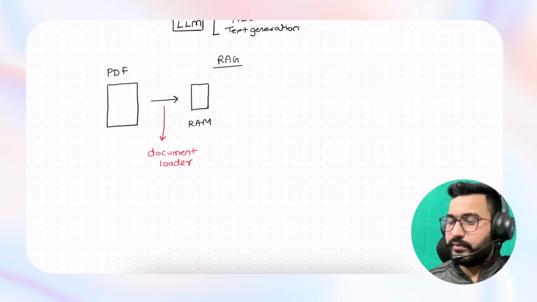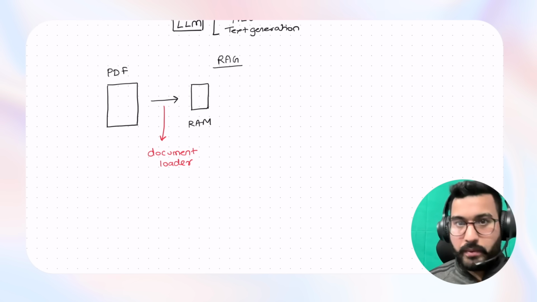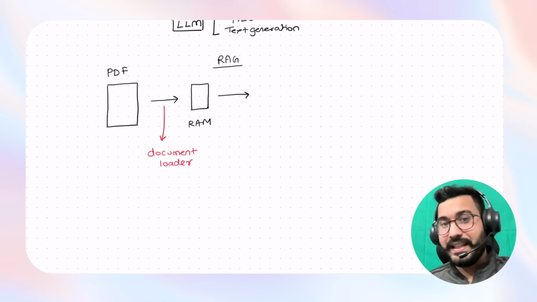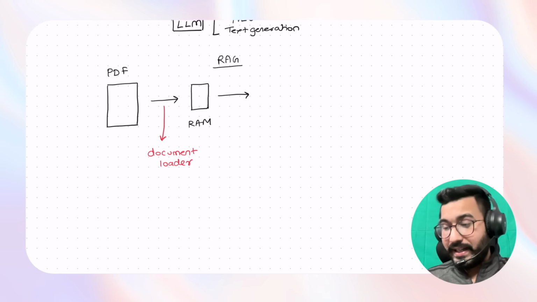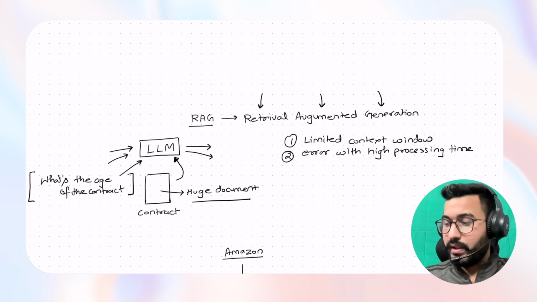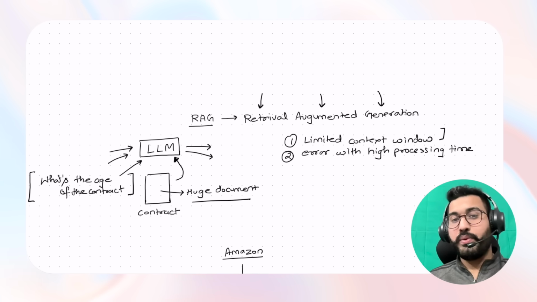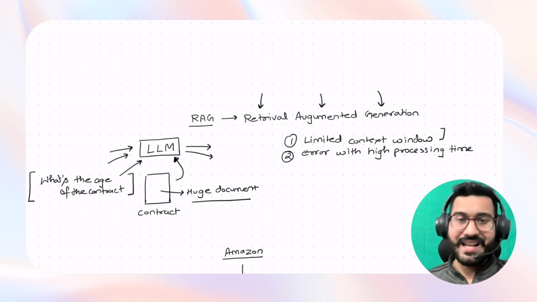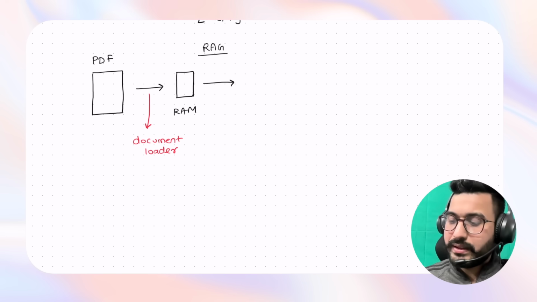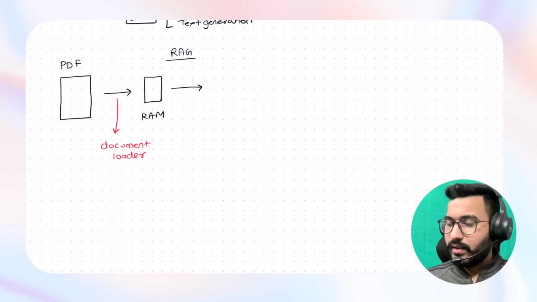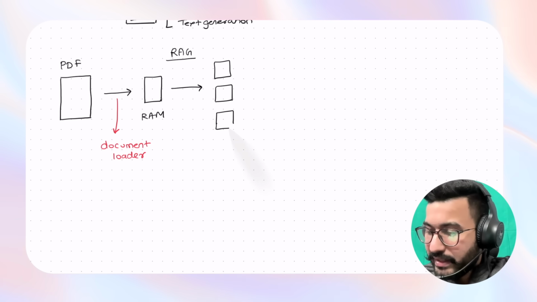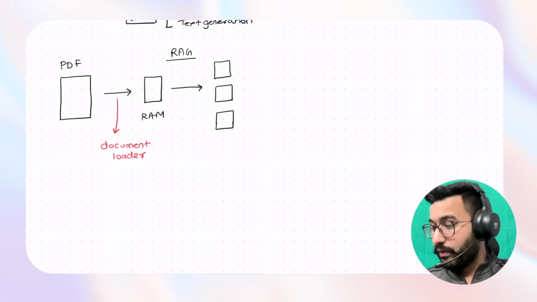So once we have this particular document, your PDF, loaded into the RAM, I cannot provide the entire PDF to my LLM, again because of the problem of the context window. There is a limited context window. And if you provide the entire PDF, there are high chances that your LLM might make a major mistake in answering your question. So we need to somehow limit the context. So what we will do is split this entire PDF into multiple chunks. How this process of splitting will happen, there are multiple techniques that we will talk about.